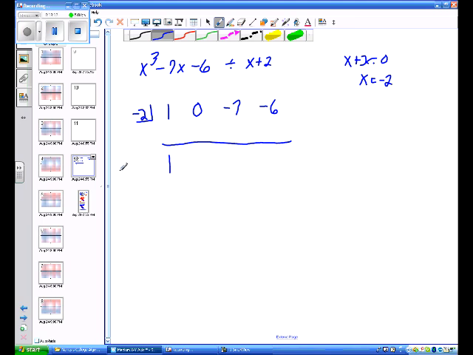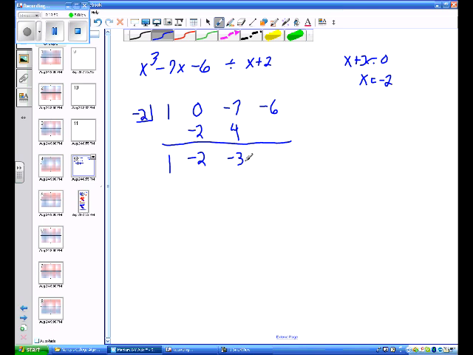From here on, we're only going to do two operations. We're going to multiply and add. We're going to multiply our divisor times whatever number we have below the line, and write it under the next number, between that number and the line. So negative 2 times 1 is negative 2. Then we're going to add these two together. 0 plus negative 2 is negative 2. We will then multiply again. Negative 2 times negative 2 is a positive 4. Then we will add these two together, and we get negative 3.